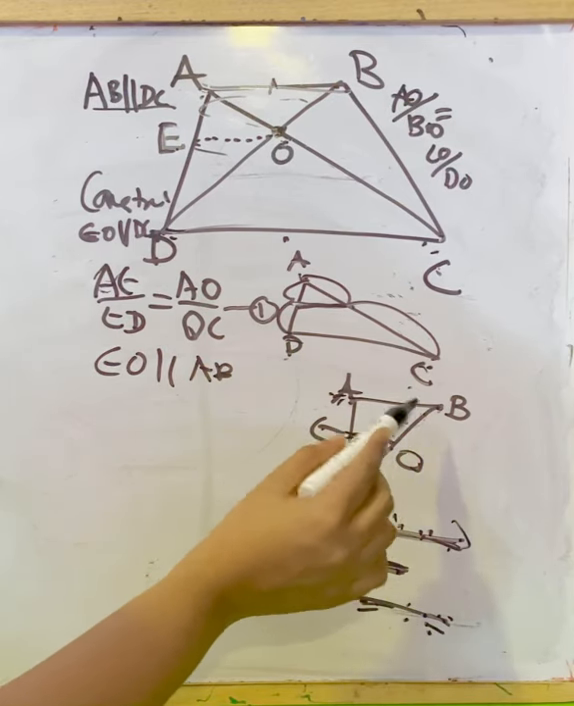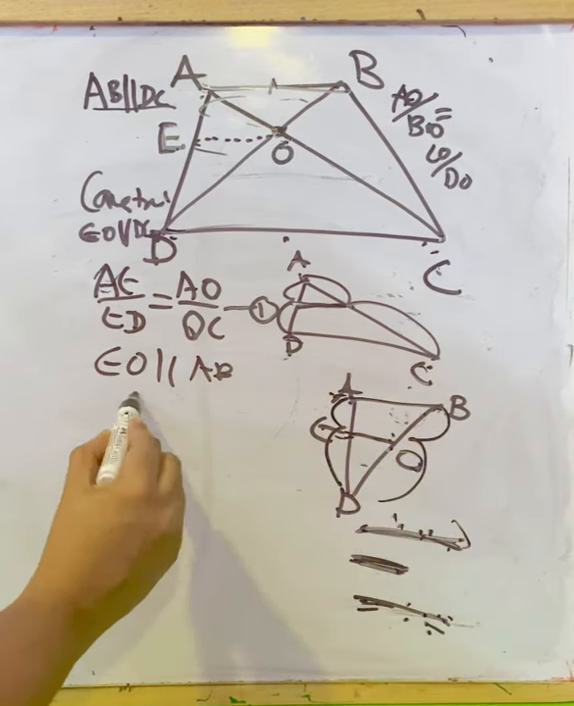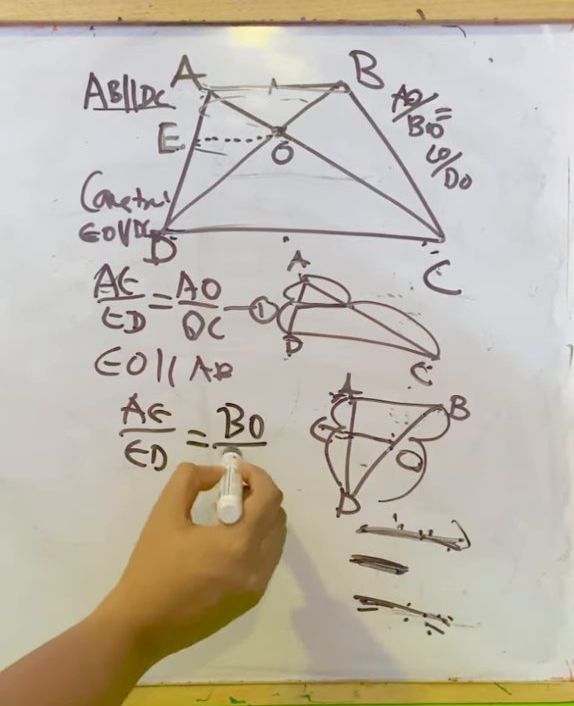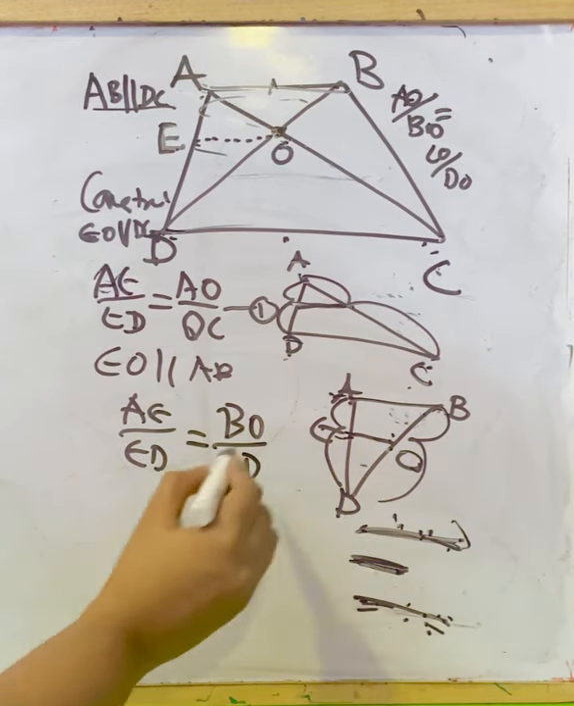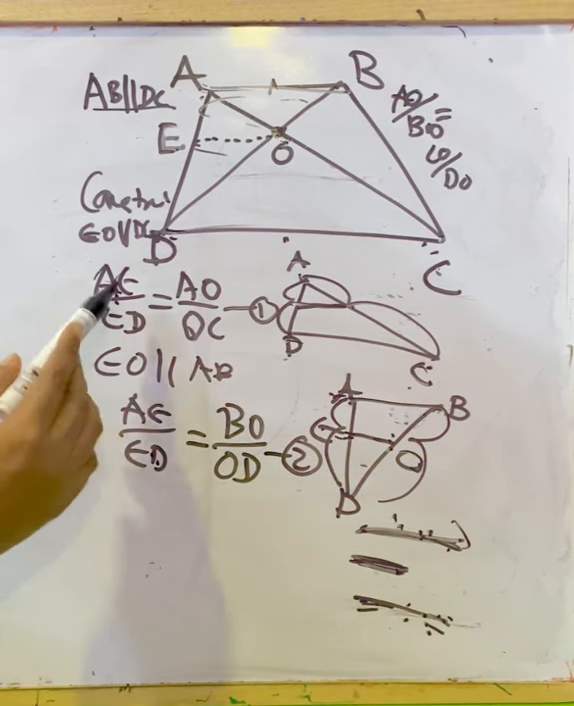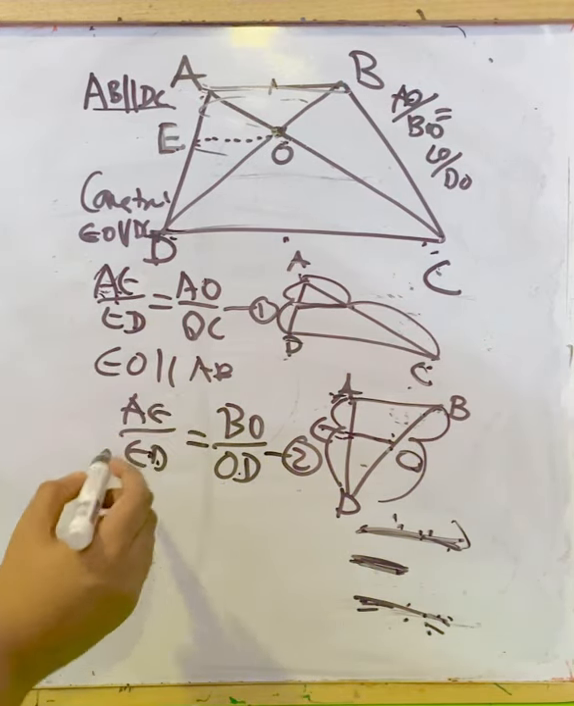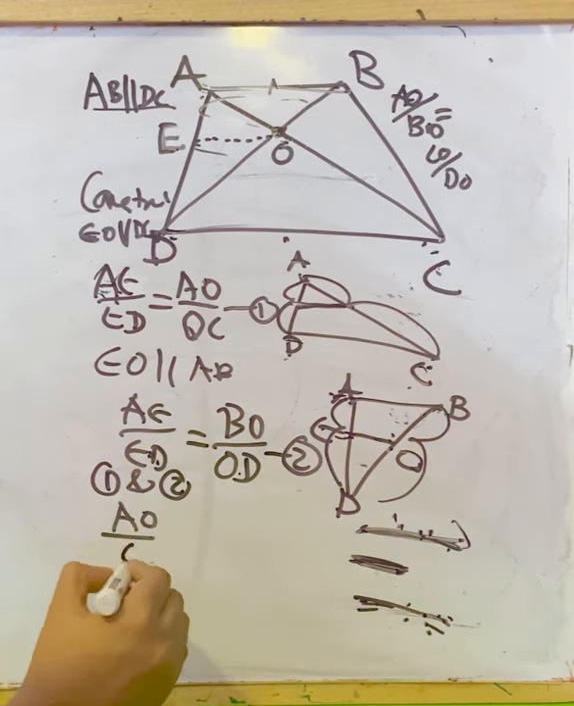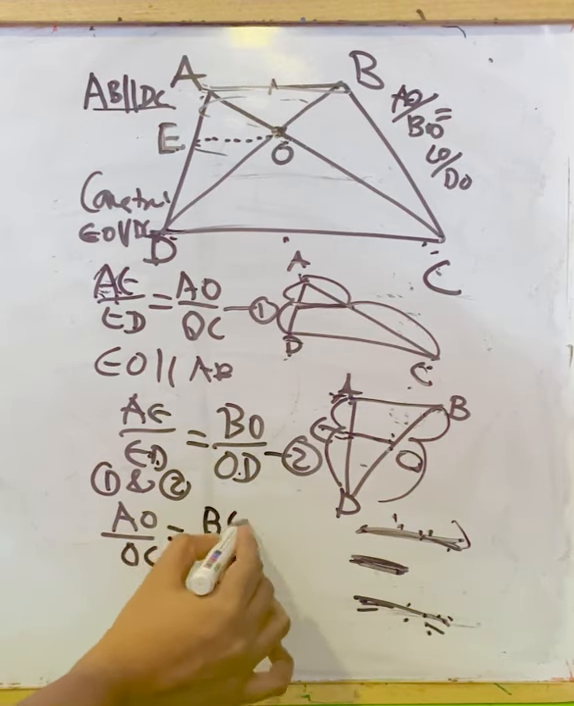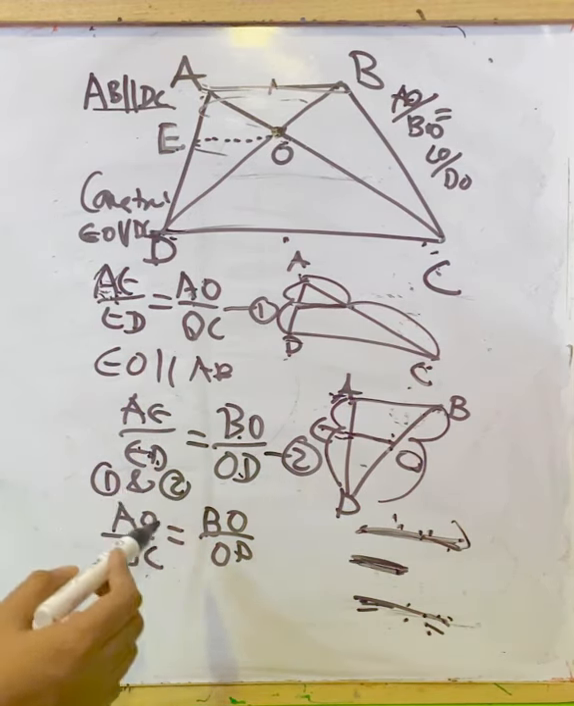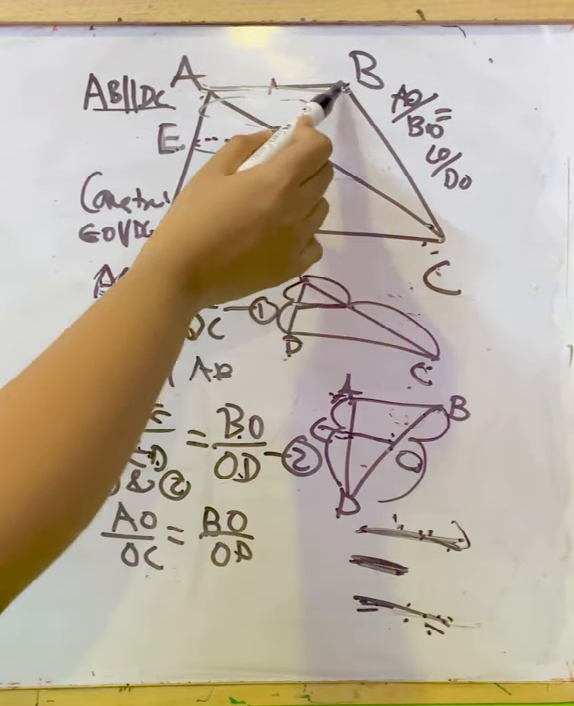Now if this is parallel, we can say this proportionality, that is AE by ED equal to BO by OD. Now let this be second one. Now comparing these two, 1 and 2, we have LHS part equal. So we can directly write RHS part are equal. AO by OC equal to BO by OD. It is the RHS part. Here we have LHS part equal. Now check in the figure. AO by OC equal to BO by OD.